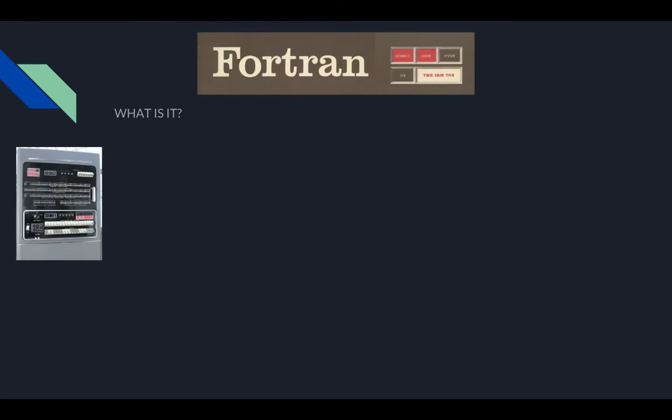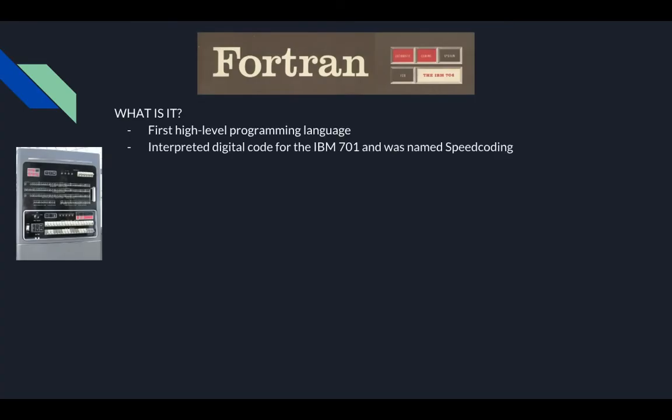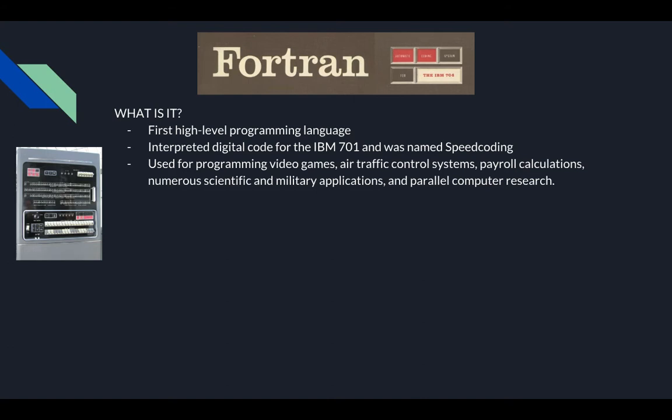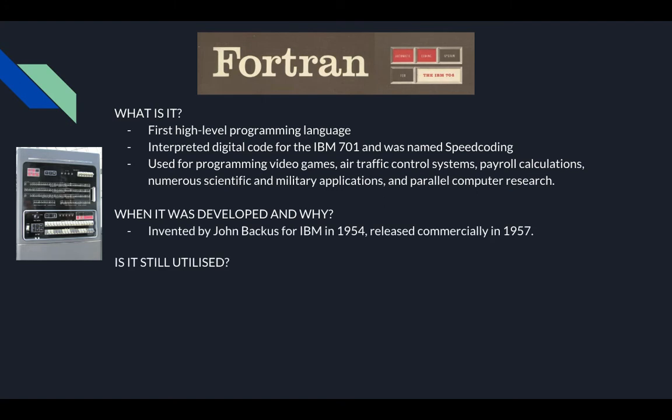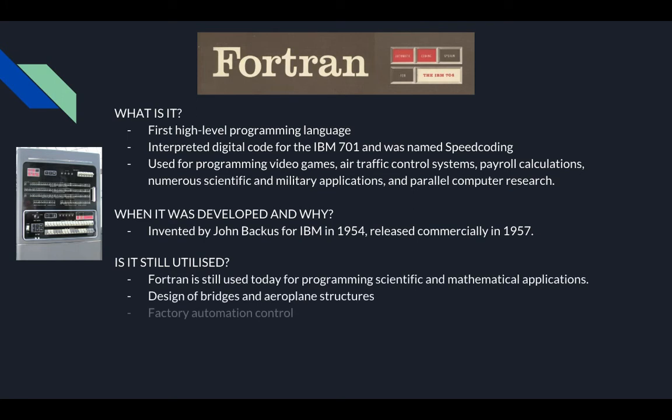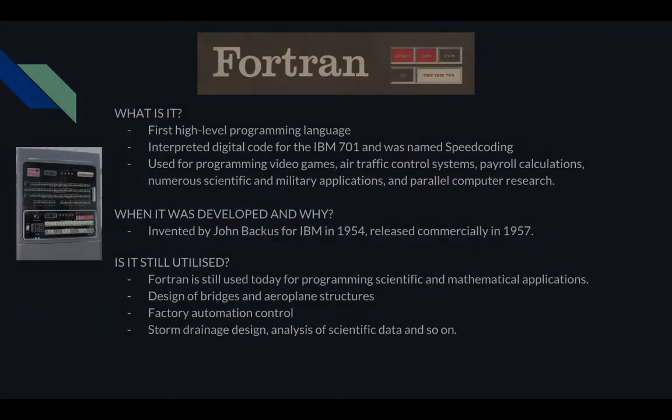And the next one is Fortran. Fortran is the first high-level programming language, which was used for the IBM 701. The IBM 701 was a machine known as a defense calculator, which was used for numerical calculations. Fortran was utilized for programming video games and numerous scientific and military applications. It was invented by John Backus in 1954. It's still being used today for many different uses, in construction industries, for example, for designing bridges and aeroplane structures.